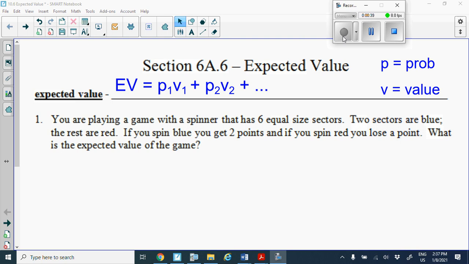Now let's talk about what is expected value. Well, it's the average expected outcome of an event. It's the average value of a random event over a large number of experiments. So what does this really mean? Well, basically you're just trying to figure out what's going to happen. What's the likelihood of something occurring, on average?